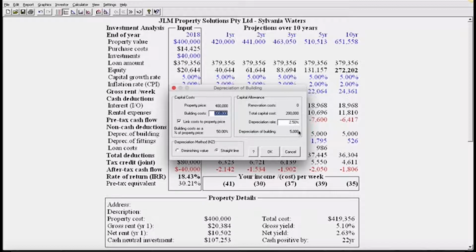So what it means, guys, is that you're now picking up $5,000 a year in depreciation on the outside of the building. Now, whether you replace the outside of the building or not is up to you, but 99.99% of my clients never replace the building.